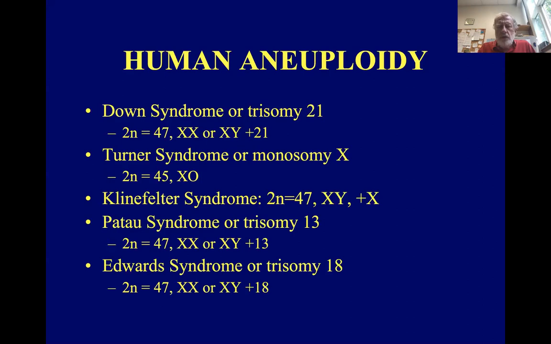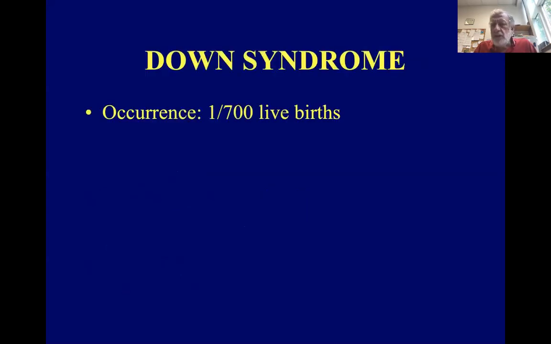With Patau and Edwards, those children tend to only live for a few months after birth, maybe 3 to 4 months before dying. People with Down syndrome then can live to adulthood. So let's talk about some of these.